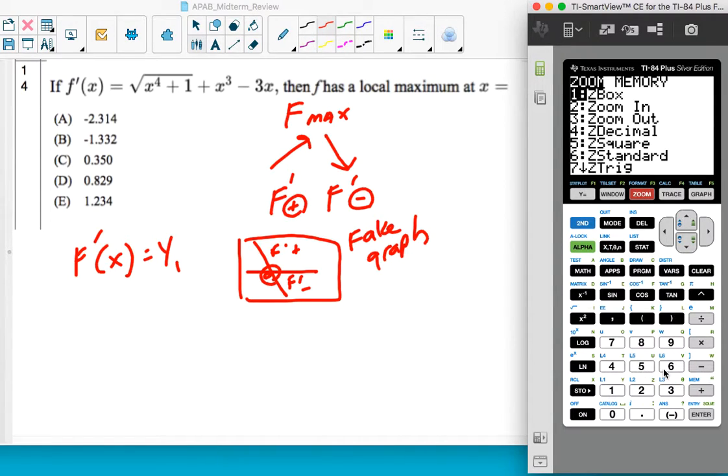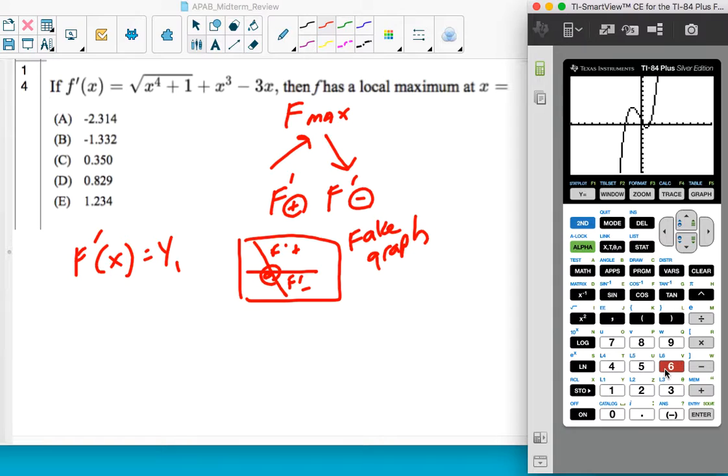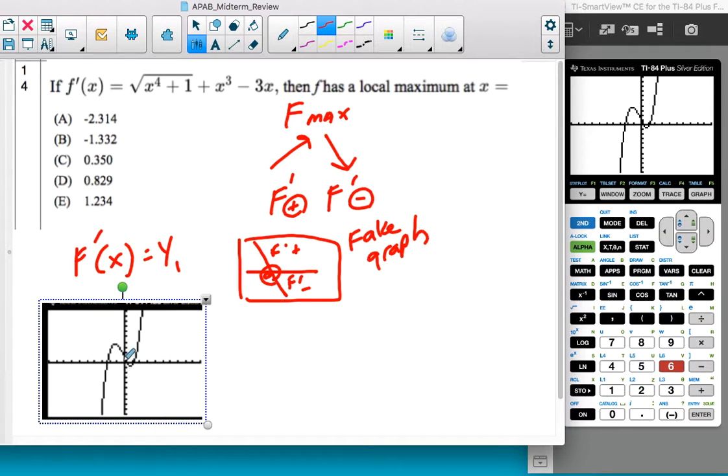So I'm going to ZoomStandard, option 6. You generally should assume it's the standard window, and so I have this graph here. I'm going to pull it over here just for a sec so that I can draw on it, but I'm still going to second calc zero in a sec. So again, I'm looking for where this graph switches from above the axis to below, and I'm pretty sure it happens right there. And I can zoom in to see it if I'm not sure.